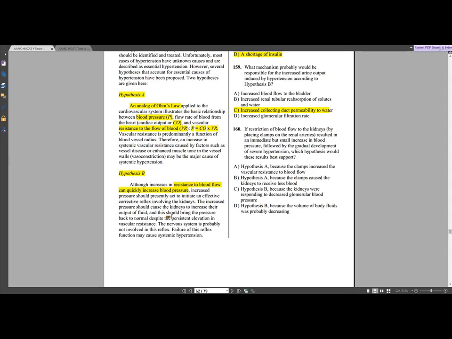Well, let's see. So B is the only one that talks about kidneys. So it has to be one of the B's. So then, which one? The volume of body fluids was probably decreasing. We know that it was supposed to decrease, but it didn't decrease. The kidneys were responding to the decreased glomerular blood pressure. What does it mean, kidneys were responding? Well, I have no clue what that's talking about, so I'm just gonna go with whatever I heard about.